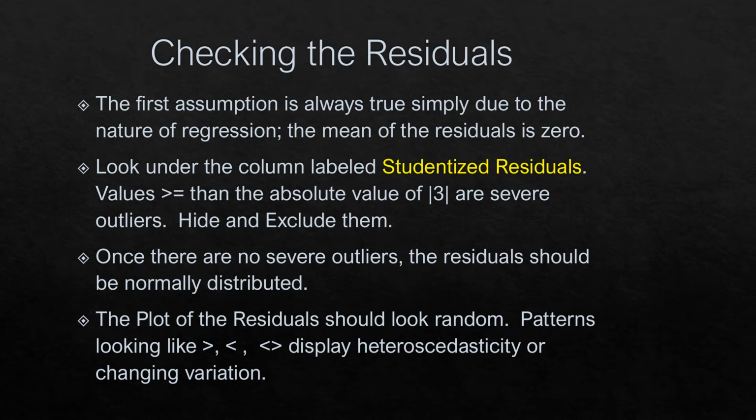Now, the new term, homoscedasticity. If you look at the residual plot and you see a greater than, less than, or a combination that almost looks like a football shape, then that is displaying heteroscedasticity, or changing variation. We don't want to see that. That makes our model less accurate. So we'll do something in order to fix that.